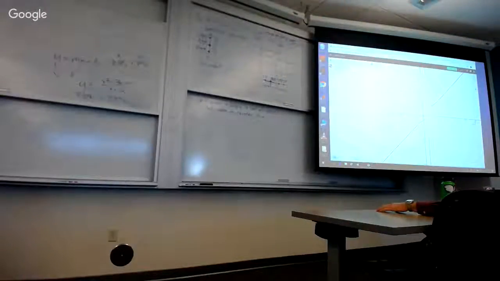So on my graph here, do I have a y-intercept? Yeah, there's my y-intercept. Do I have an x-intercept? I actually don't have an x-intercept. My graph never touches the x-axis. But maybe if I just shift the whole thing down a little bit, like that, now do I have some x-intercepts?